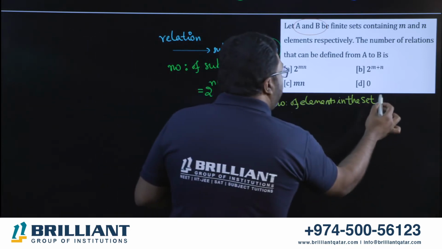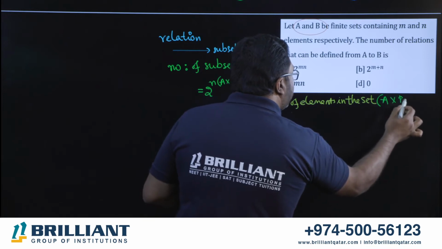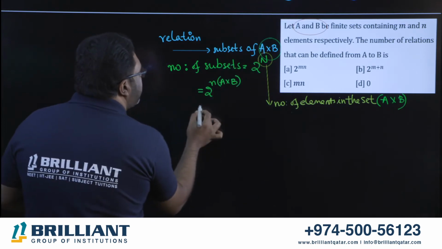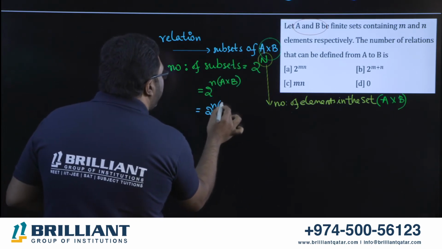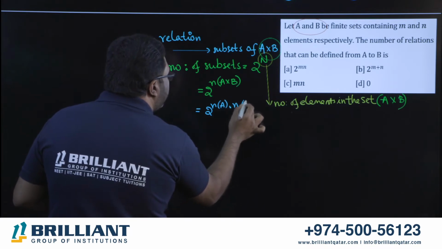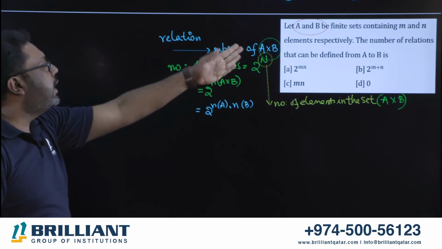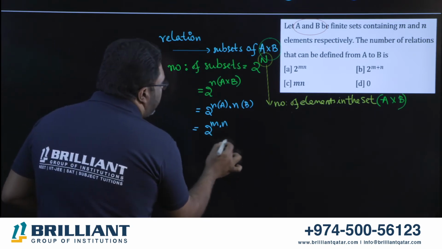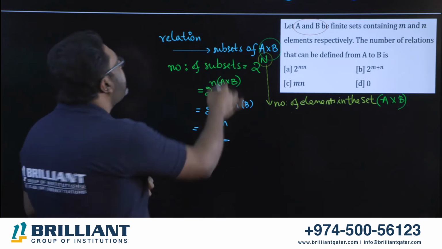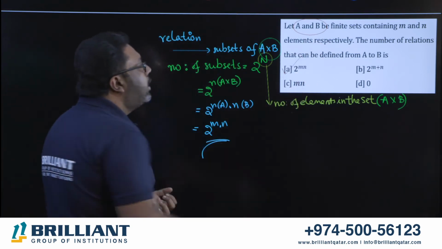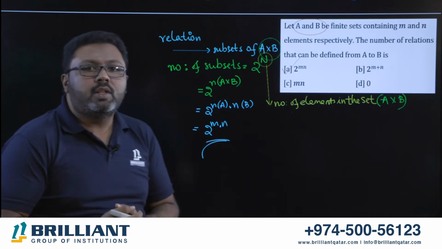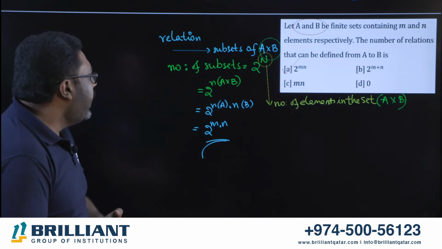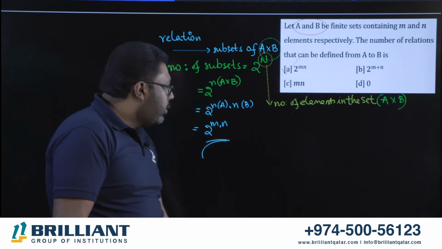So what is going to be the number of elements in A cross B? Again, an 11th standard concept. The number of elements in A cross B is the number of elements in A multiplied by the number of elements in B. What is the number of elements in A and B? It's given to you, m and n. That is going to be 2 raised to m into n. So you can easily learn this as a formula. The number of relations that can be formed is 2 raised to mn. If you want to, you can learn it by heart. 2 raised to mn. Okay. So that's easy. Going to the next question, students.